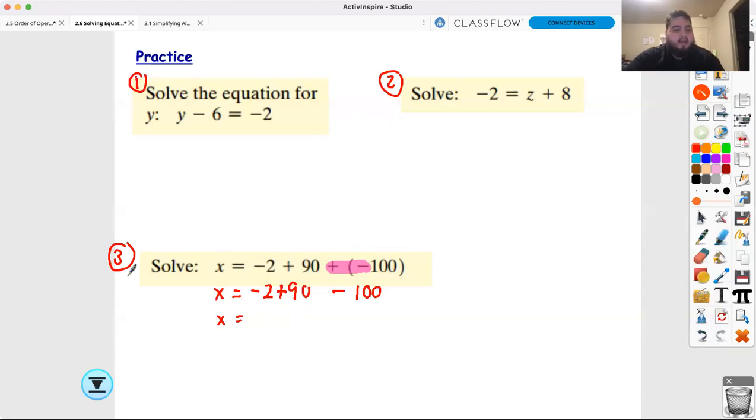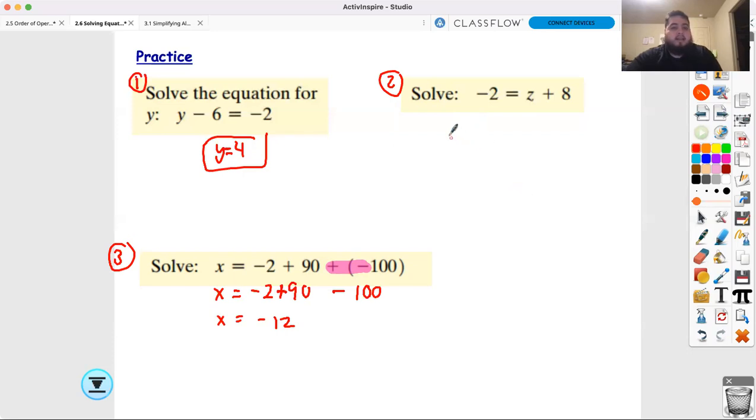And then Adelaide got -12 for 3. So we have a -12. Anyone agree with Adelaide? And then we have Jacob got 4 for 1 for y equals. Did anyone get something different or agree with Jacob? Can someone give an answer for 2?